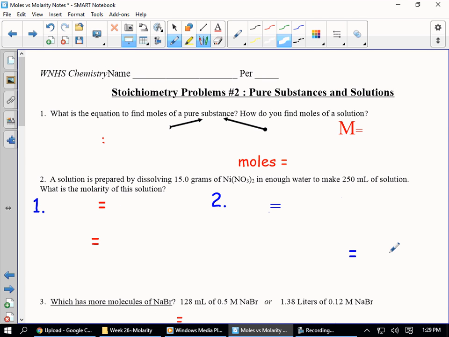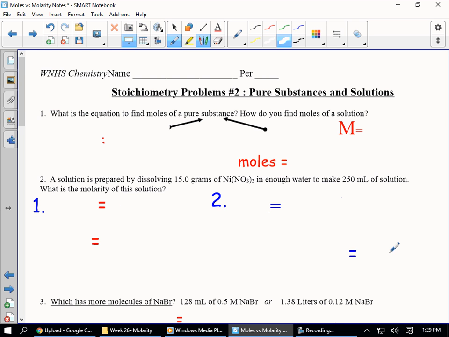Alright, welcome to the living answer key for stoichiometry problems number 2, pure substances and solutions. You should have watched the lecture on moles versus molarity before you try to do this, but after that, now we are going to go through these problems. I probably went through some of these problems in the lecture, so if you are watching it after the lecture, you might want to zoom through until you get to them. If you're just jumping right to here, we'll start with number 1.